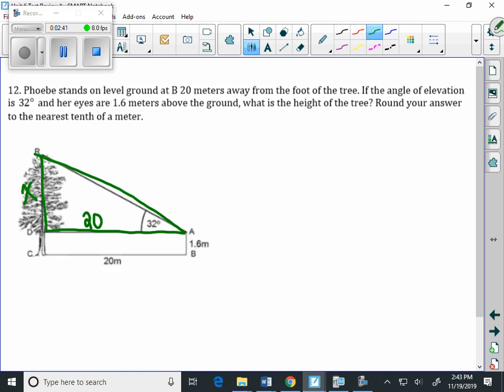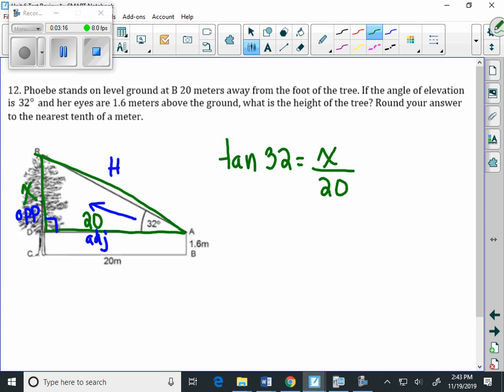Even though my picture is not very well drawn, across from the right angle is the hypotenuse. Across from the 32 is the opposite, which means that the 20 is the adjacent. Now that we know that value, we're looking for the opposite. We know the adjacent, and the function that has both opposite and adjacent in it is the tangent function. It's going to be x divided by 20.